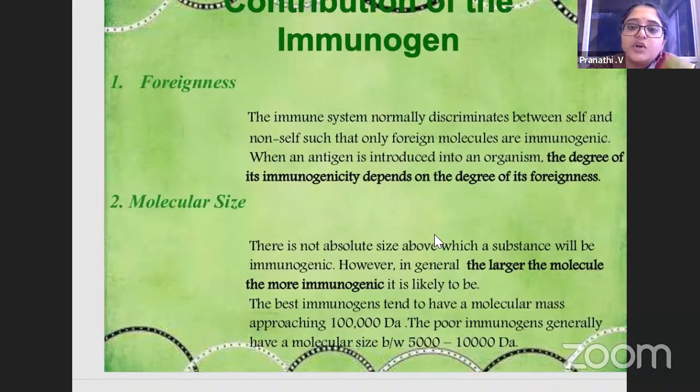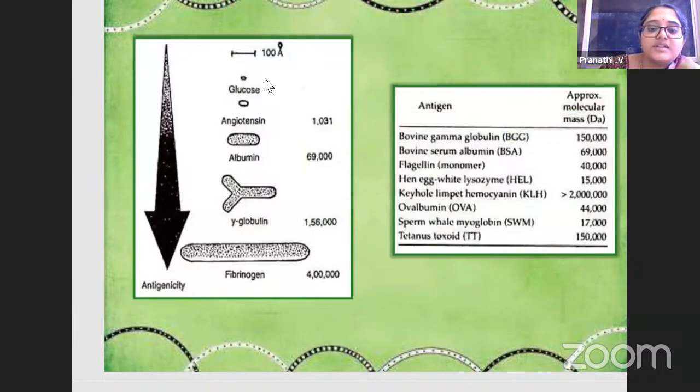So, like I told you, the immune system discriminates between self and non-self. Only foreign molecules are immunogenic when an antigen is introduced to the organism. Molecular size: the larger the molecule, the more immunogenic it is. So the difference between 100,000 Dalton and 5 to 10,000 Dalton makes a difference. Of course, you can see 100 angstroms, glucose, and this particular chart has been given.